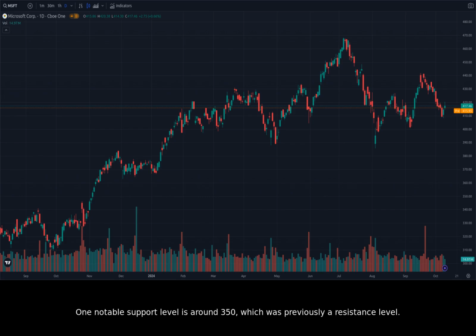One notable support level is around 350, which was previously a resistance level. This level could act as a buffer, potentially preventing a deeper decline in the near term. On the other hand, we can see that the price has broken through a key resistance level at around 430. This breakdown suggests that the bullish momentum may be fading and a bearish trend could be taking hold.